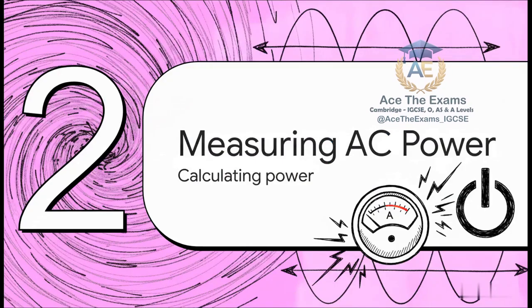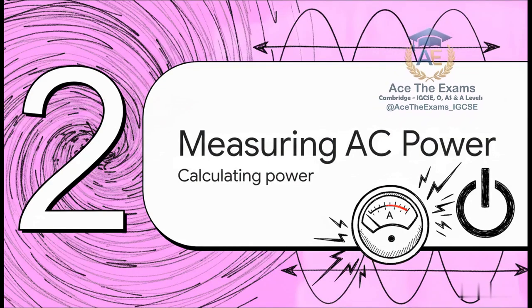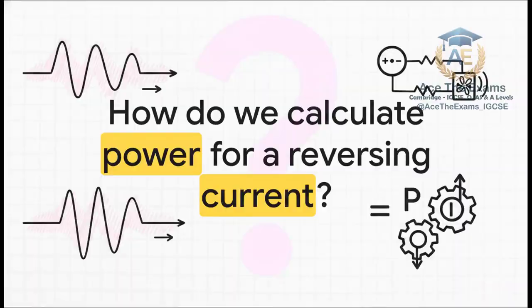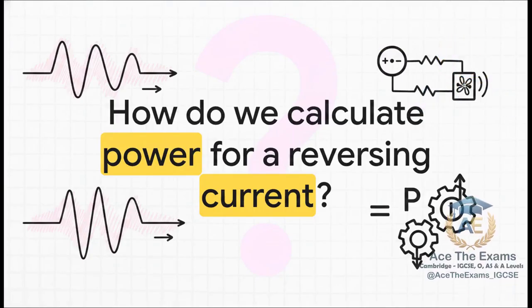Section 2. Measuring AC power. This is where we see the biggest transformation, from red marks to green check marks. Let's look at a classic hurdle that trips up thousands of students every year. Here is the critical problem, often presented as a multi-part question in Paper 4.